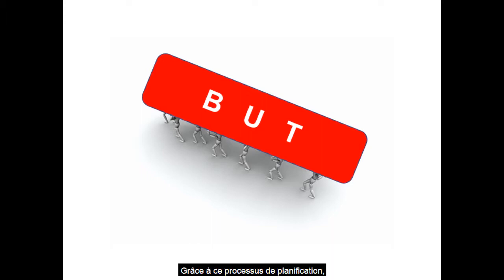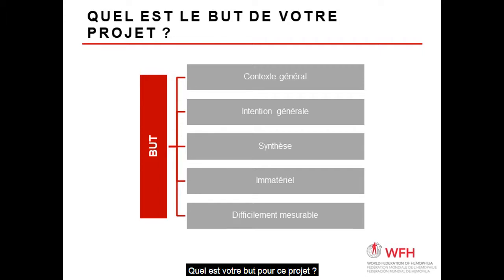Through this planning process, a roadmap is defined and identified. So what is the goal of your project? As you can see here, there are things tied to goals. Sometimes our goals are very, very broad. Sometimes they're very general. Sometimes they're so abstract that people don't really understand what you're trying to achieve. Sometimes they're intangible, meaning it's going to be very difficult to achieve them. And ultimately, sometimes we create goals that are very difficult to measure.